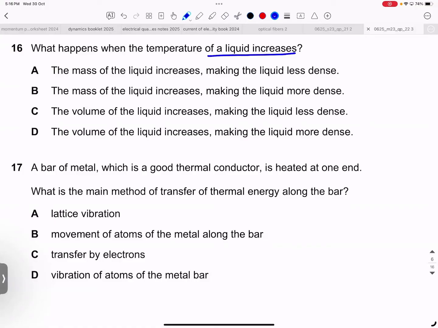So the mass increases? No. Mass doesn't change by heating. Volume of liquid increases? Yes. Liquid becomes less dense? Yes. It will rise up. Option C.